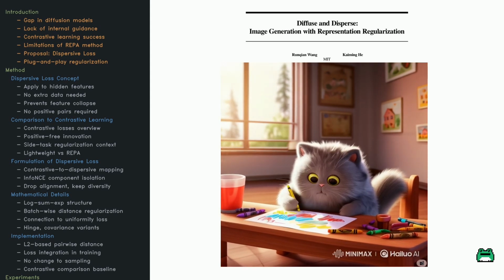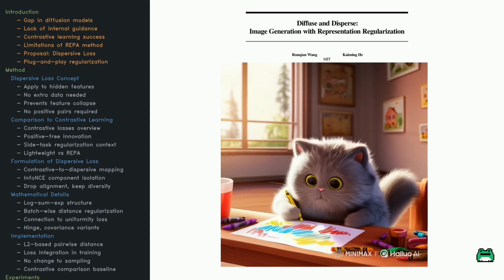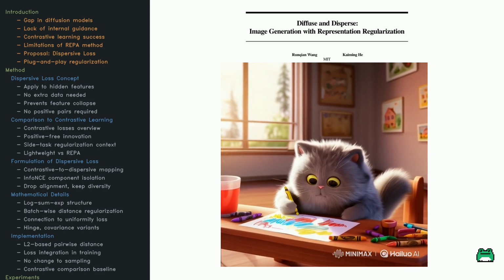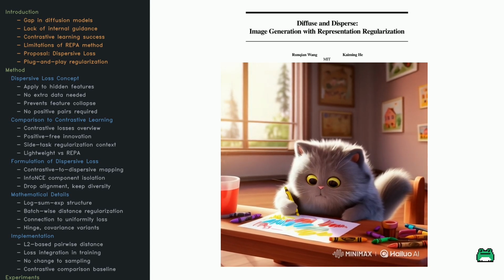Ever wondered if diffusion models could think a little more independently? Well, hold on to your hidden layers, because today we're talking about dispersive loss, a spicy new trick that makes your model's internal representation scatter like confetti in hidden space.